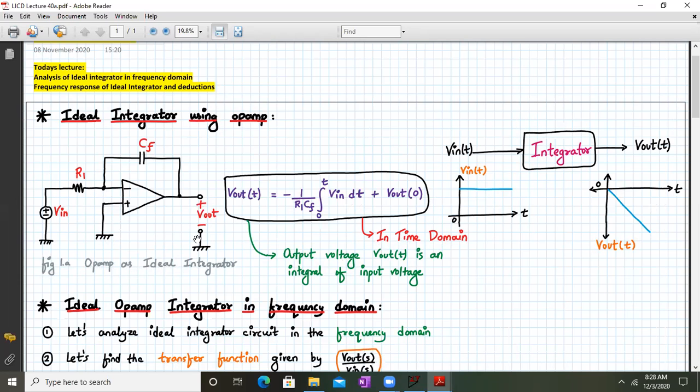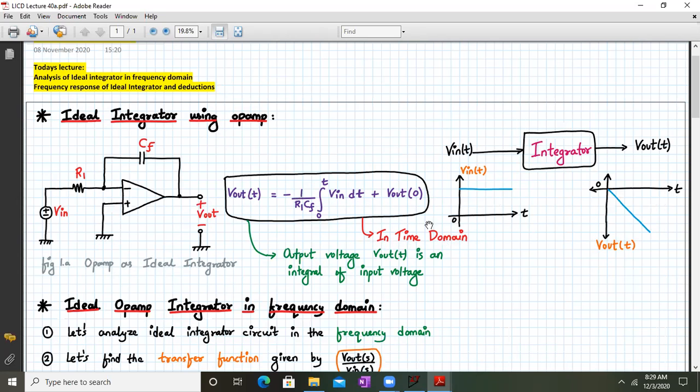So the output voltage will be an integral of the input voltage, and its equation is given by V out of t is equal to minus 1 upon R1 into Cf, integral from 0 to t of v in dt, plus v out at t equal to 0. We derived this equation earlier while studying the ideal integrator using Opamp. This equation is in the time domain, as you can see over here.